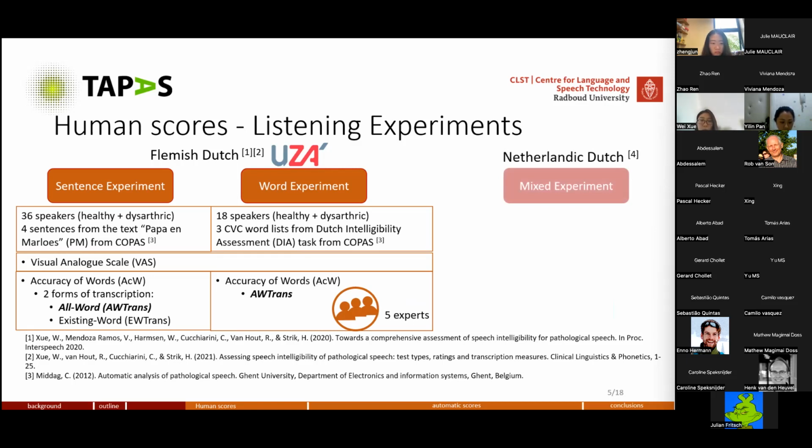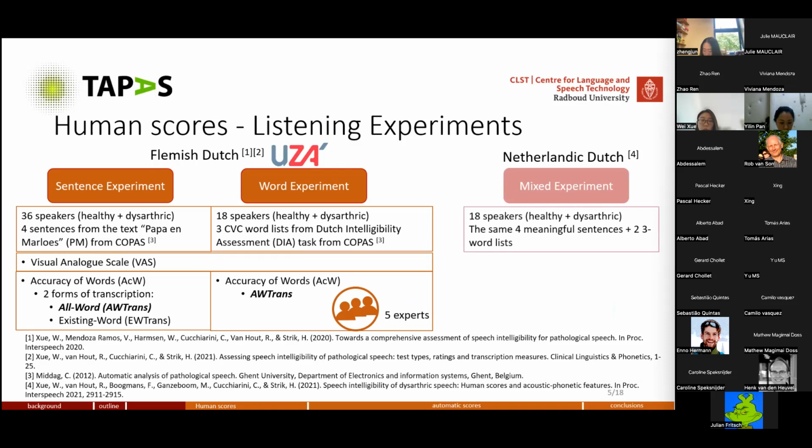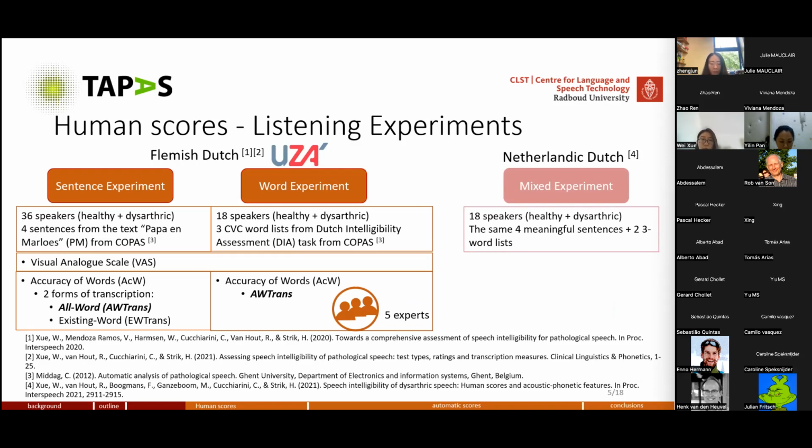This experiment was conducted by a master's student at Radboud University at that time, and the related results were published in the Proceedings of Interspeech 2021. This experiment involved 18 speakers, again consisting of healthy and dysarthric speakers. The speakers read the same 4 sentences as in the sentence experiment, and also another 2 word lists, each having 3 words.